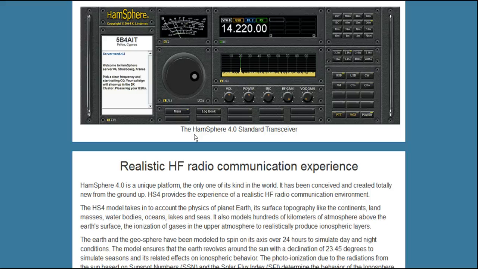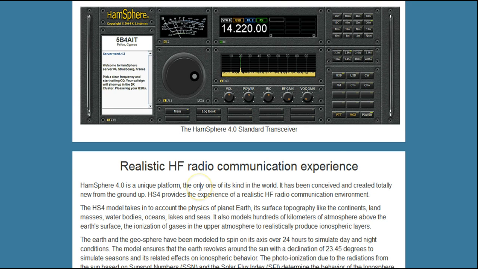Each of my videos will start with this same short section on what is HamSphere 4.0. Well, as a HamSphere 4.0 user and a licensed amateur radio operator, I look at it this way. HamSphere 4.0 is to ham radio what an advanced flight simulator is to flying. It's a simulation, but it's an incredibly realistic simulation.